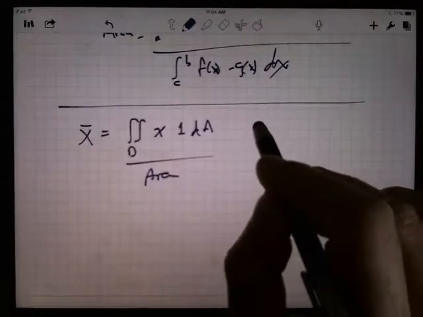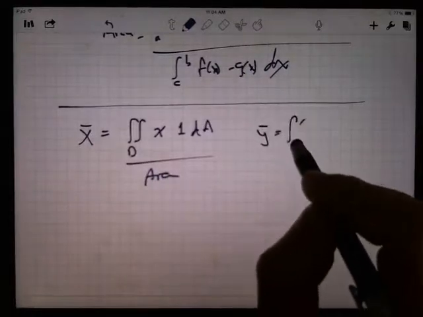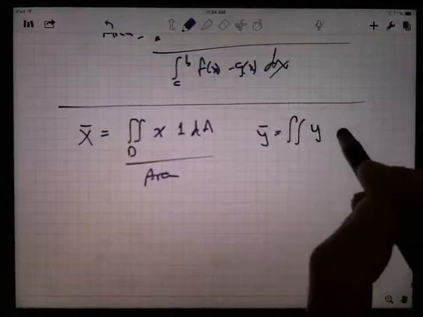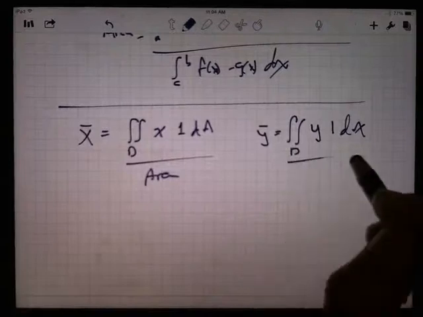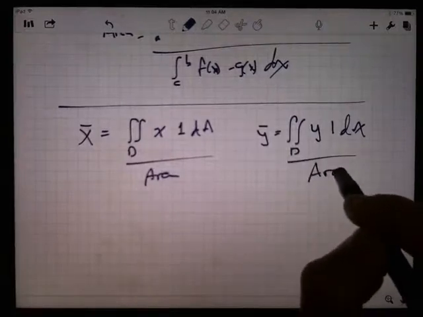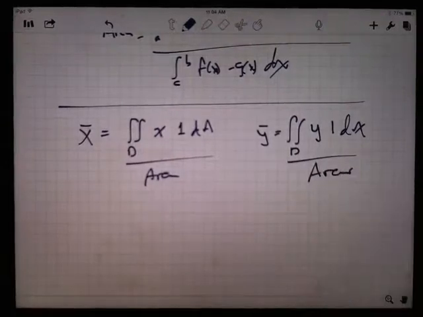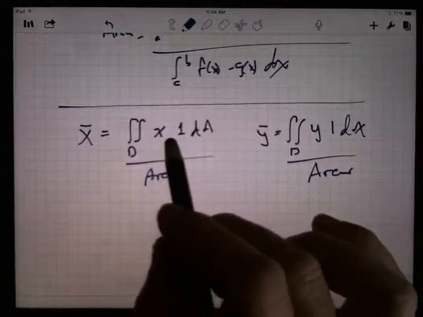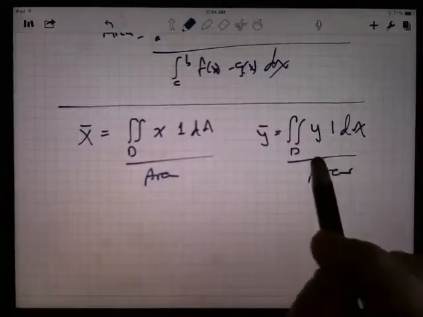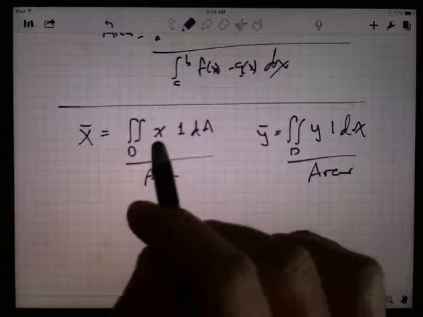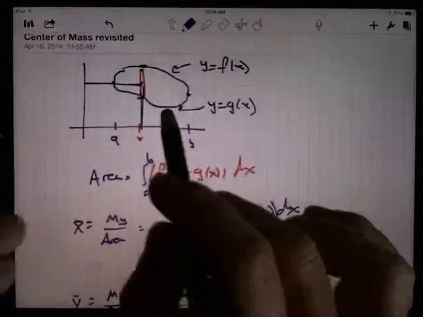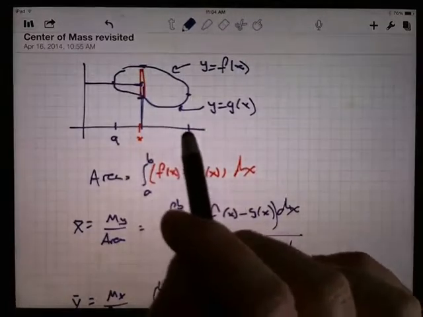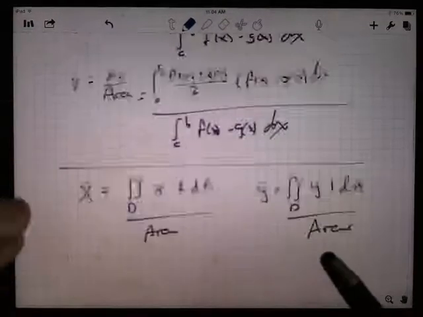Likewise, y bar is just the y value times the density function, dA, over this region divided by the area. So it starts off with just x times the density function or y times the density function. But when you actually do these integrals, how am I going to set up this integral over this region? Well, this looks like a dy dx kind of thing.